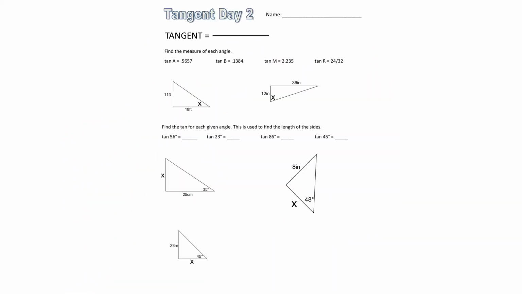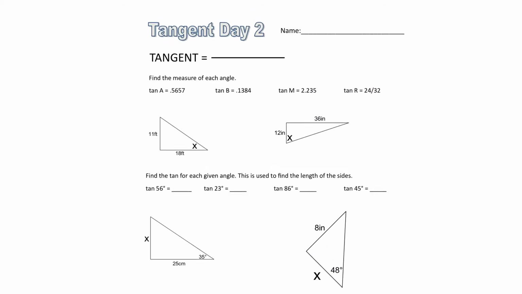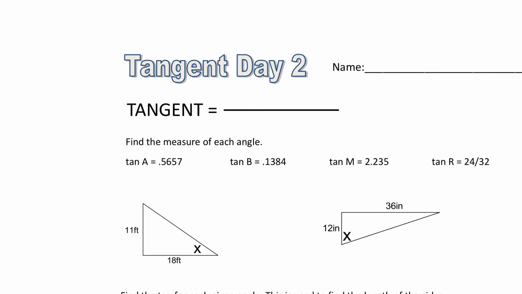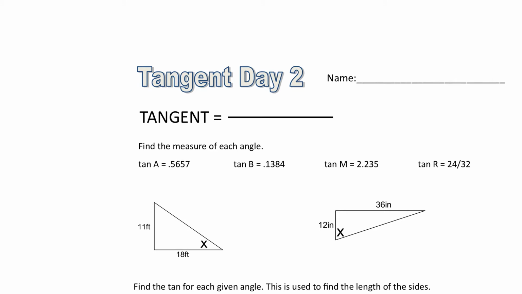Alrighty. Let's go ahead and look over to this page right here. Your page, the one I printed, didn't have that on there. So just write that up there, like right underneath your name. Just write that in. Tangent equals.